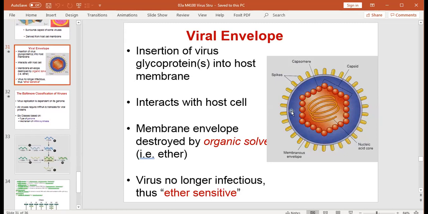The membrane envelope that comes from host cell membrane can be dissolved by organic solvents. So once an organic solvent, such as ether, is applied to the virus, the membrane will be dissolved. The virus is no longer infectious, cannot cause infections, and it is called ether sensitive.